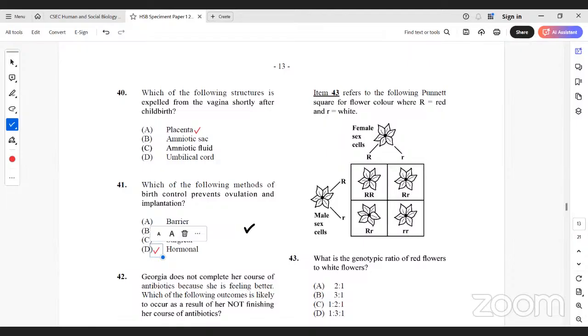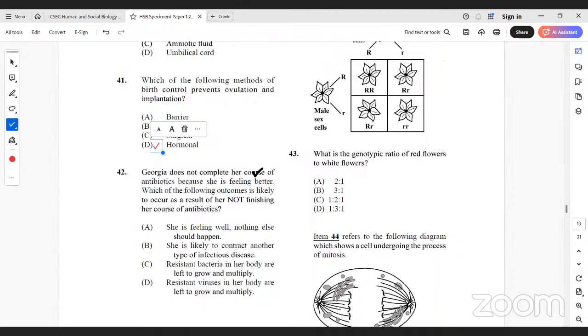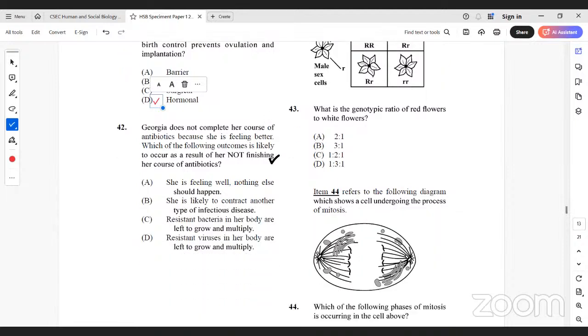Charles, why are you saying A or D? You could never choose 2 answers in multiple choice, and the barrier method does not prevent implantation or ovulation. The barrier method is things like the male condom. It prevents one gamete from reaching the other. It's a physical barrier, right? So it could never be A. All right, Charles, so choose D. 42.